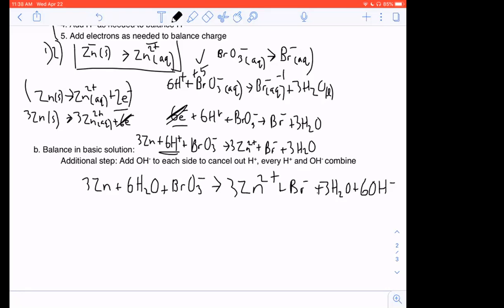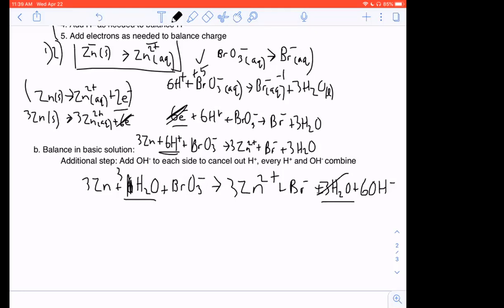And so this is correct, except what you have to worry about then is actually balancing out the waters and canceling where they're present on both reactants and products. So looking at this, we have 6 waters over here and 3 of them as products. So what you can basically do is cancel out the 3 products and then subtract 3 from the 6 and turn that into 3 H2O. I'm not going to rewrite this all again just to save time, but the overall balanced reaction then is going to be 3 zinc plus 3 H2O plus BrO3 minus gives you 3 zinc 2 plus, Br minus plus 6 hydroxides. And that should be how you do these problems.